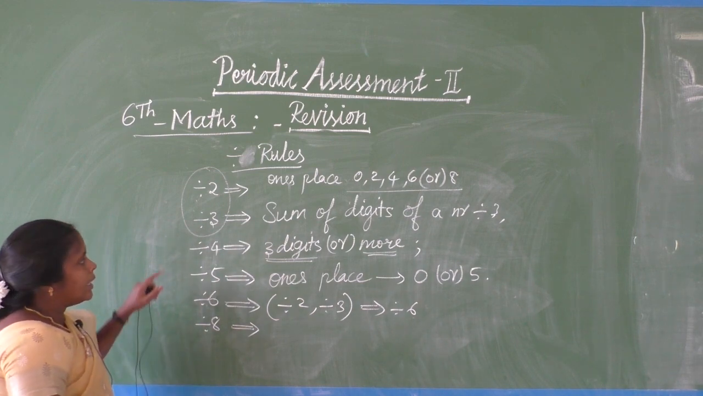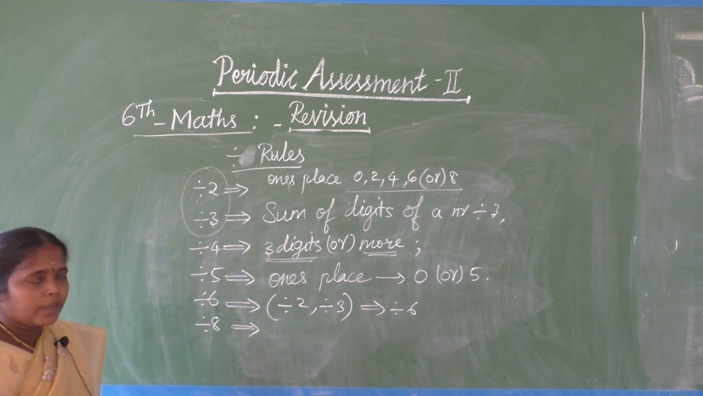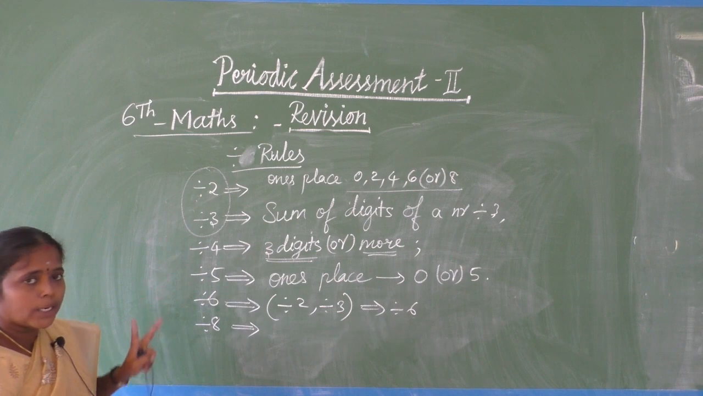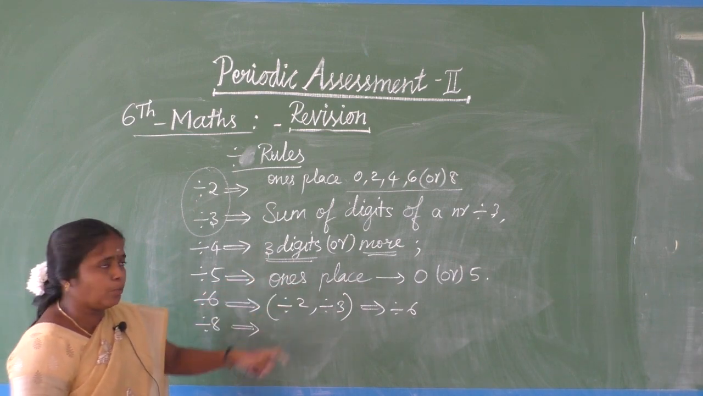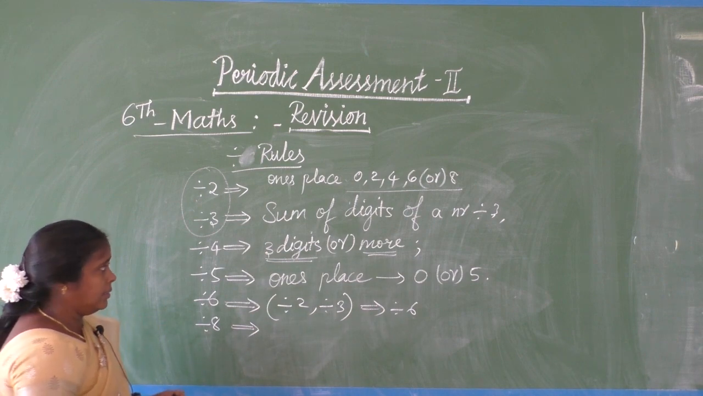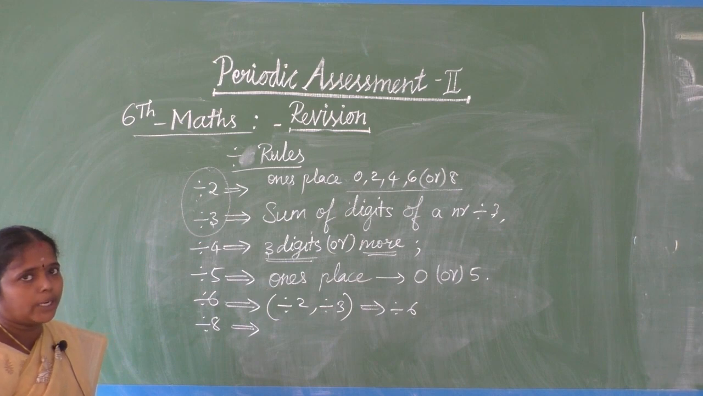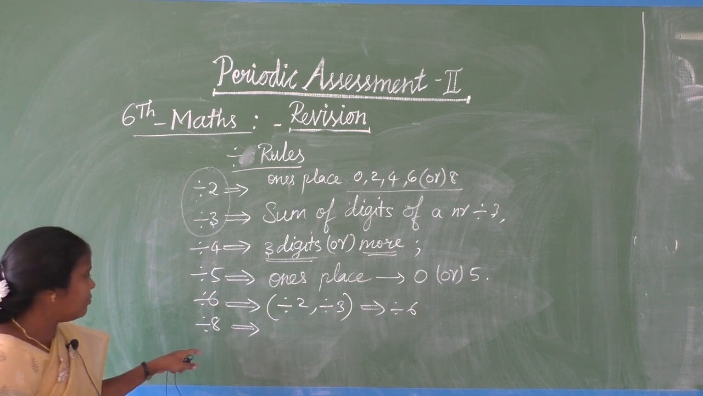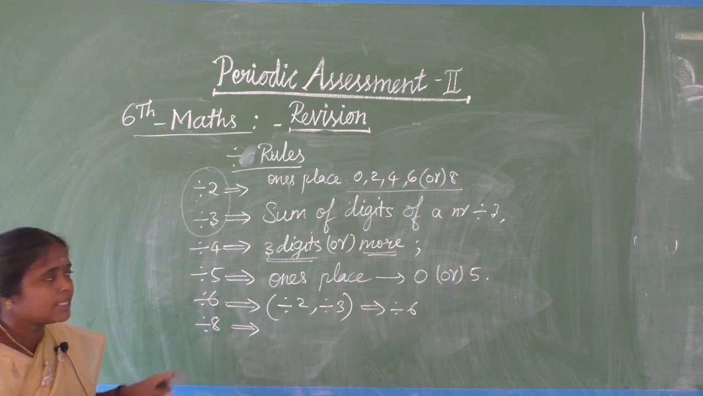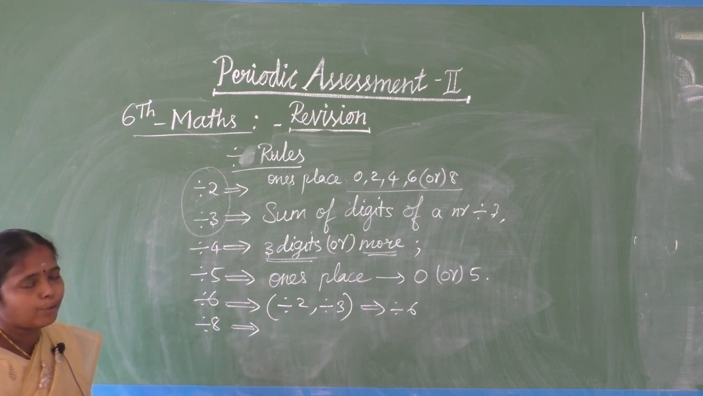Divisible by 8. Like divisible by 4 only. Here what we have seen, two conditions they told. One thing, the number must contain 3 digits or more. Less than 3 digits means we can do the normal division work only. Like that only for 8 also. It is same as divisible by 4.